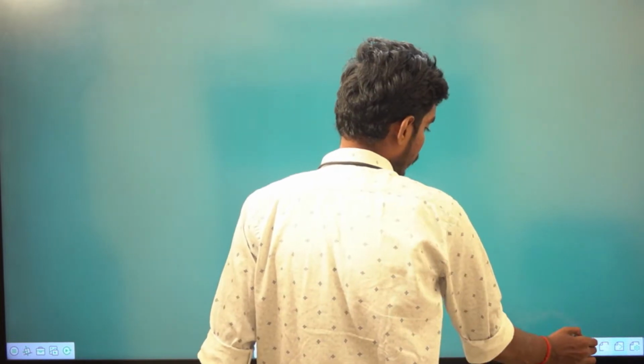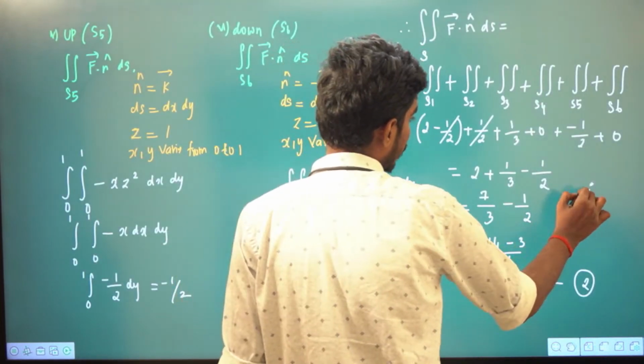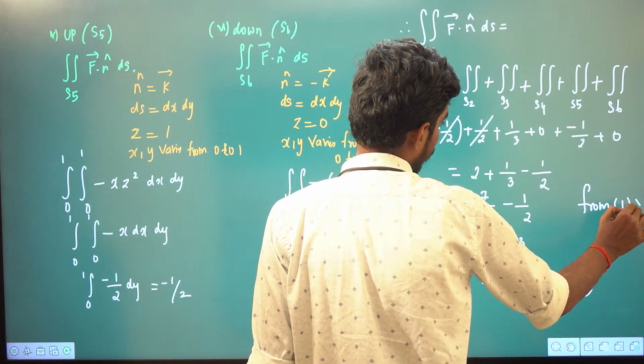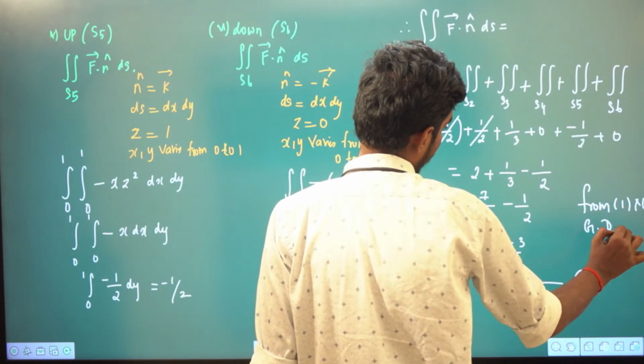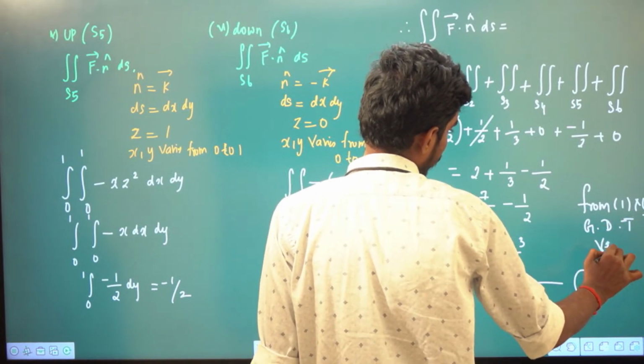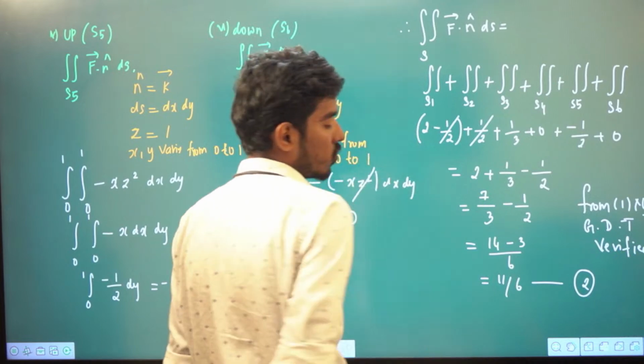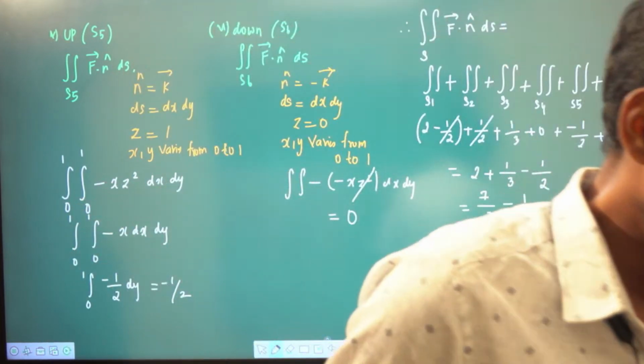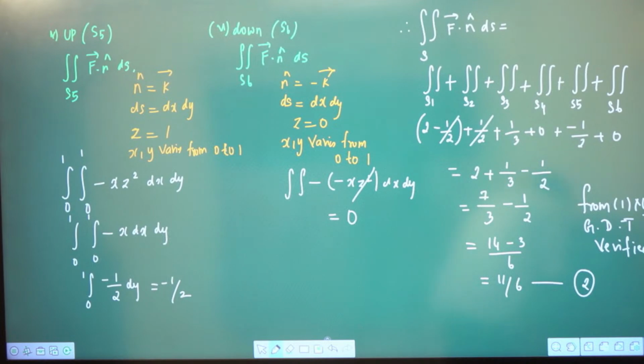Is it clear? So you can do problems on Gauss divergence theorem based on cuboid. Yes or no? From 1 and 2, Gauss divergence theorem is verified. So surface integral over unit normal vector is same as the triple integral over divergence of f. Is it clear? Yes. So we'll move on to next problem.